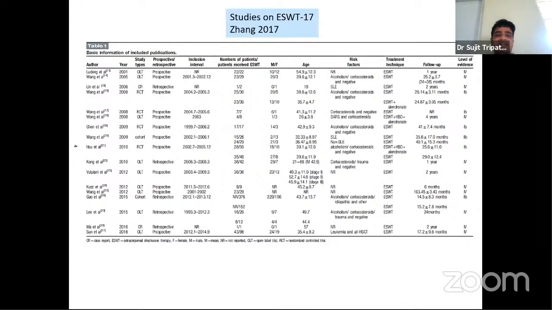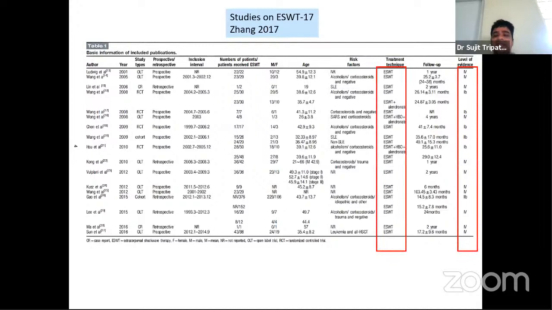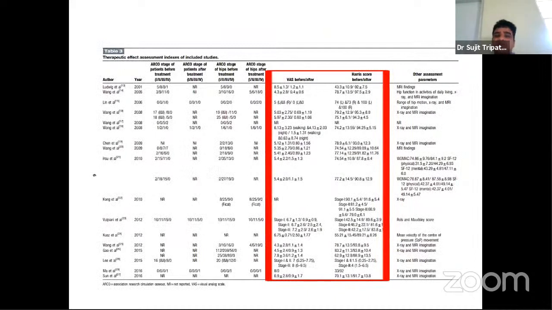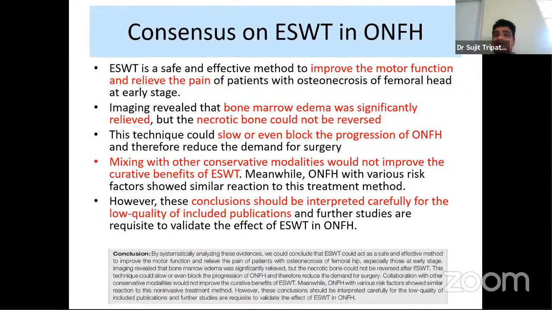So this is the recent meta-analysis published in 2017. It has clearly mentioned that there are only 3 or 4 high-level evidence studies in support of extracorporeal shock wave therapy, and they all have reported positive outcomes. The Harris score has improved from 43 to 92, 78 to 97. All these studies have improved the Harris score. The VAS score has also come down from 9 to 1.2. You can see that. So the consensus on extracorporeal shock wave therapy in osteonecrosis is that it improves hip function and relieves pain.